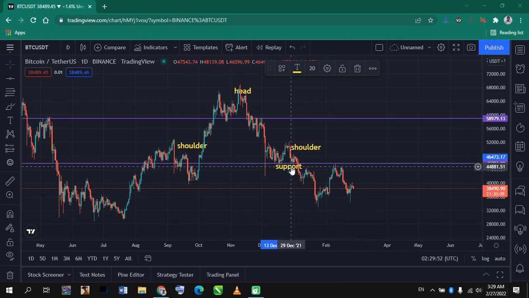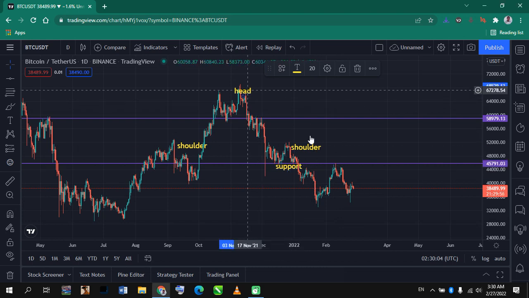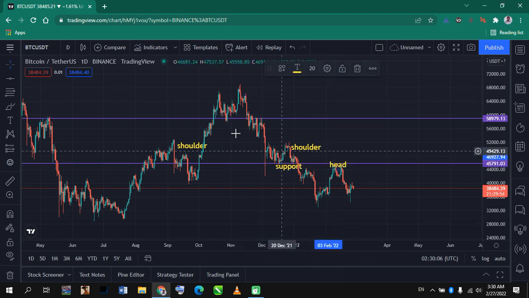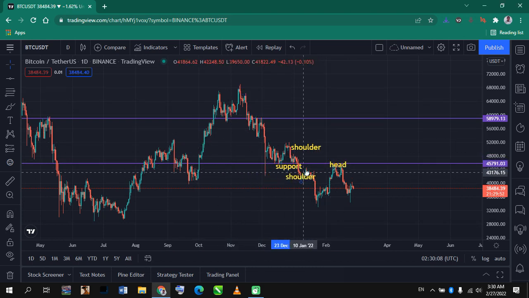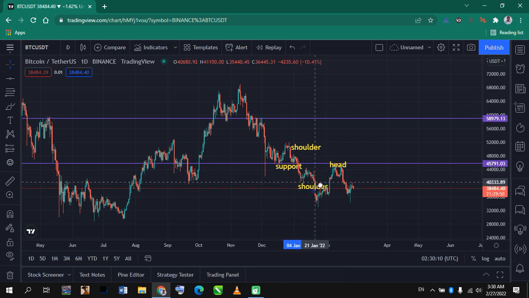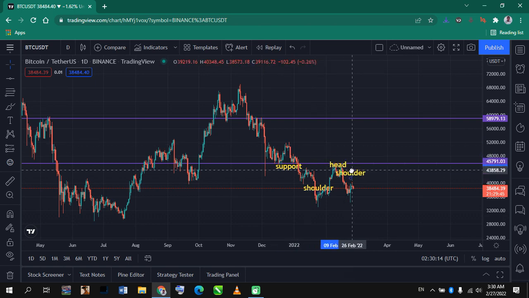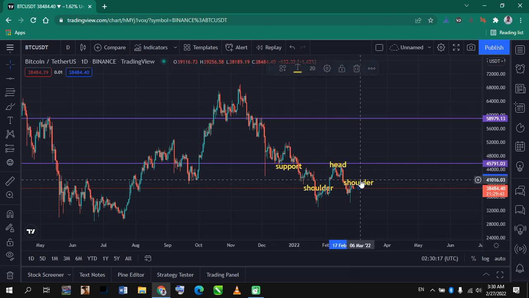So this is a support level, but right now it becomes a resistance level. You can see that this same pattern that formed here already formed at around this level. This is the head, this is the shoulder, this is the first shoulder, the left shoulder, and this is the right shoulder forming currently.